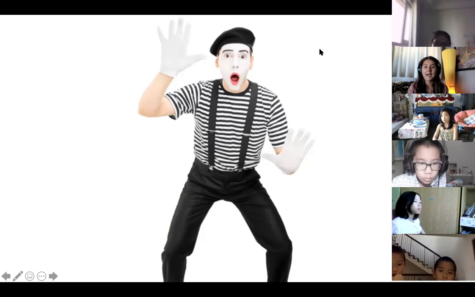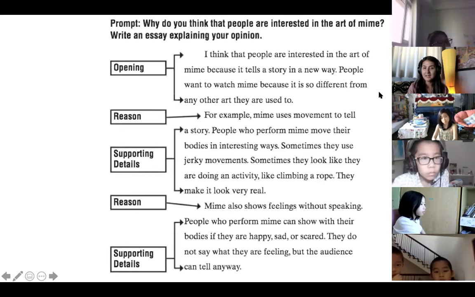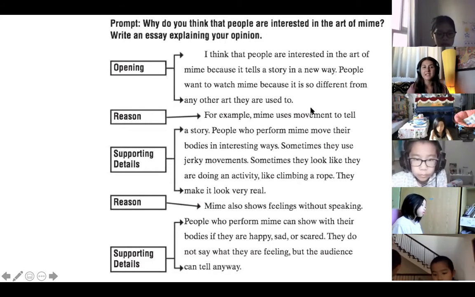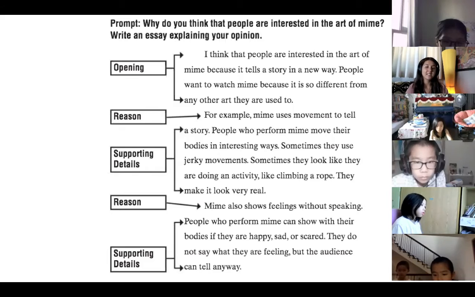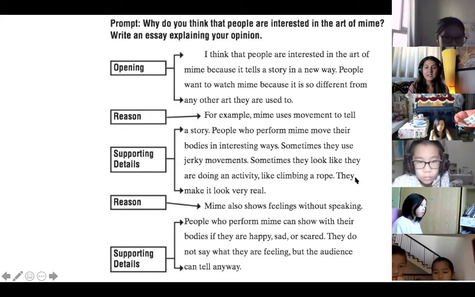Now we're going to have a look at this response to literature essay. So this student's prompt was to write an essay explaining why they believe people are interested in the art of mime. Let's have a look through their essay and see how they did. Zuiming, can you read the opening for me?